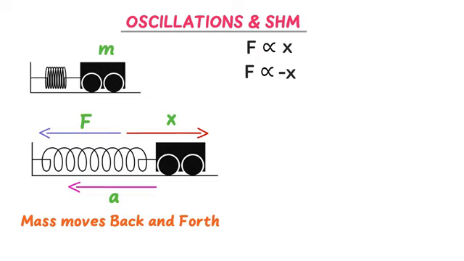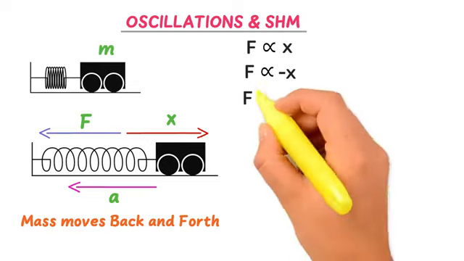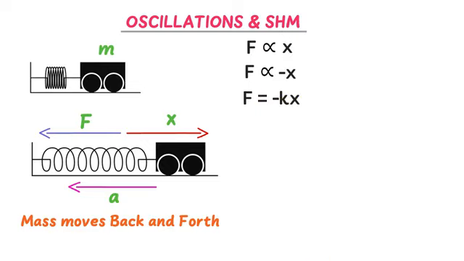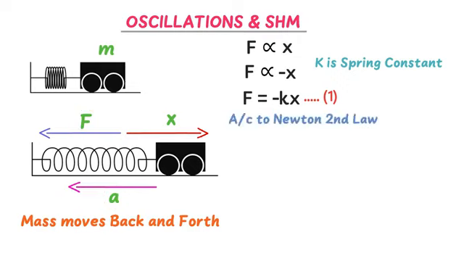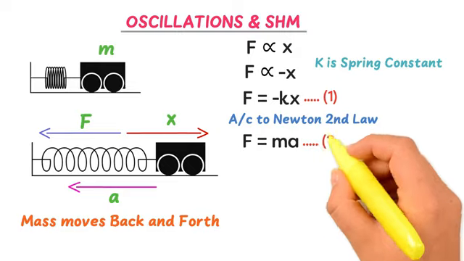Now to eliminate the sign of proportionality, we have to put some sort of constant. Thus we get F is equal to negative k into x. k is the spring constant. I call this equation number 1. We have learned that restoring force F also produces acceleration a in the mass m. So according to Newton's second law, we get F is equal to ma, and I call it equation number 2.